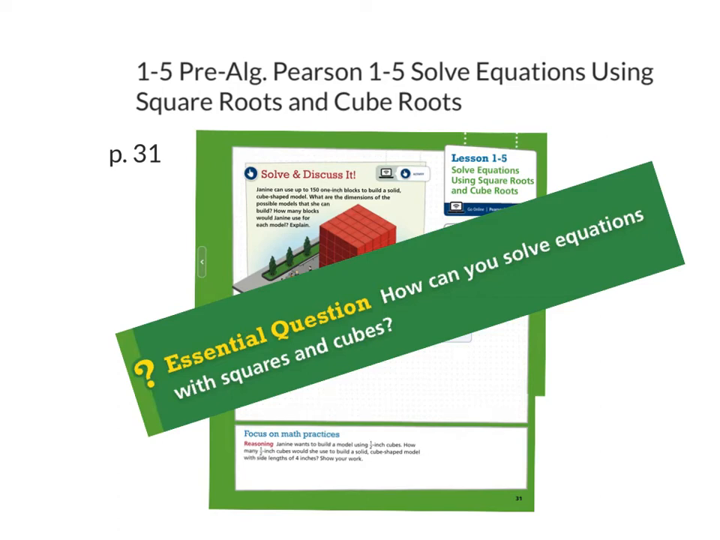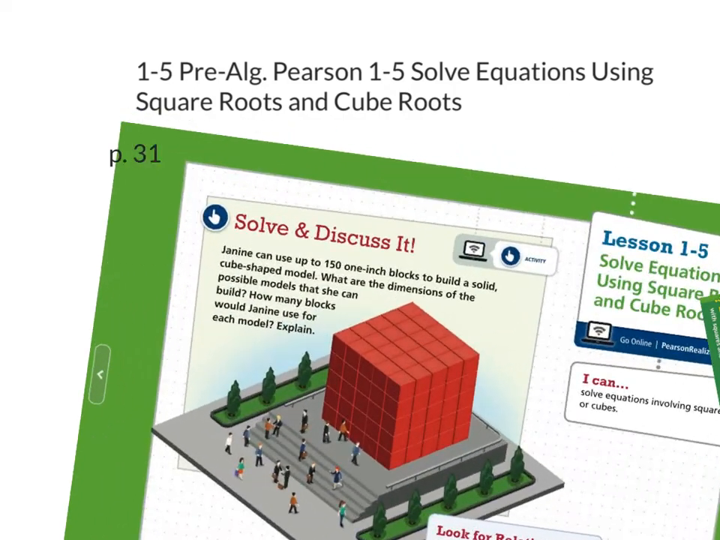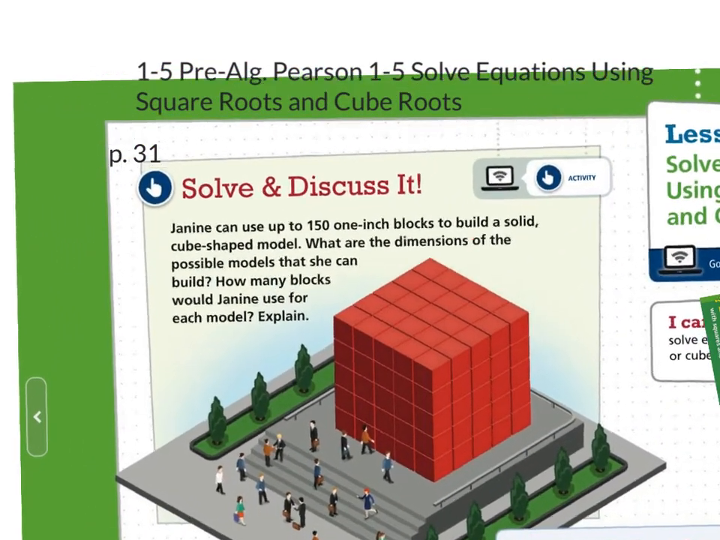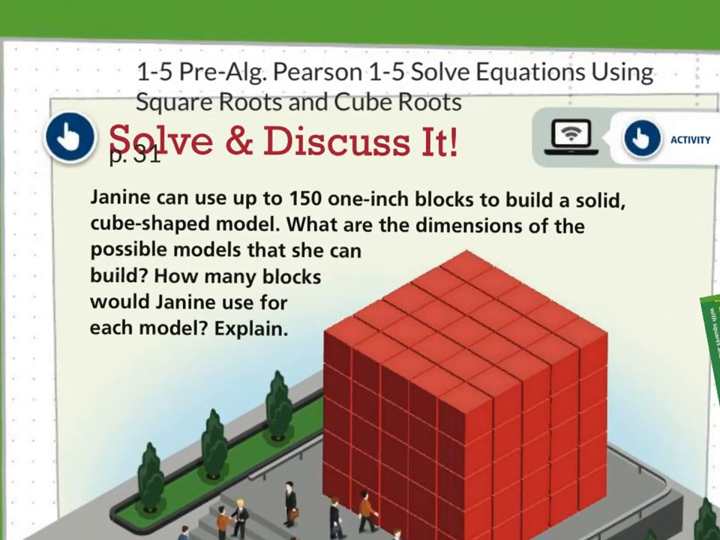Page 31, lesson 1.5 is on solving equations using square roots and cube roots. So if you look on page 31, Janine can use up to 150 1-inch blocks to build a solid cube-shaped model. What are the dimensions of the possible models she can build, and how many blocks would Janine use for each model?